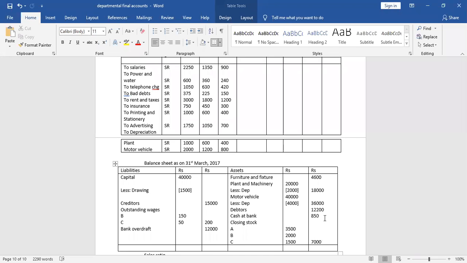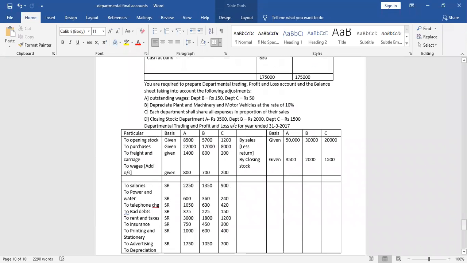7000. So now we will find the gross profit, net profit, and then we will find out the net profit, net loss, and then balance sheet total. So see which side is heavy? In gross profit which side is heavy? Let us find out. 32,000 and 53,500.